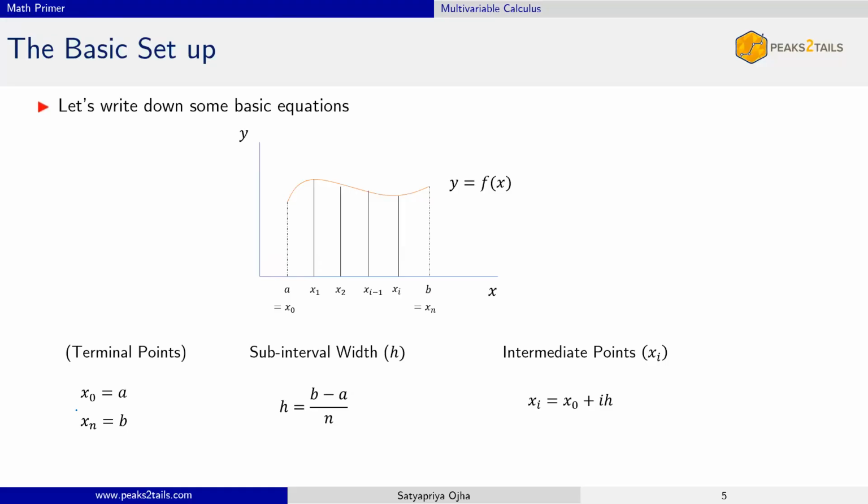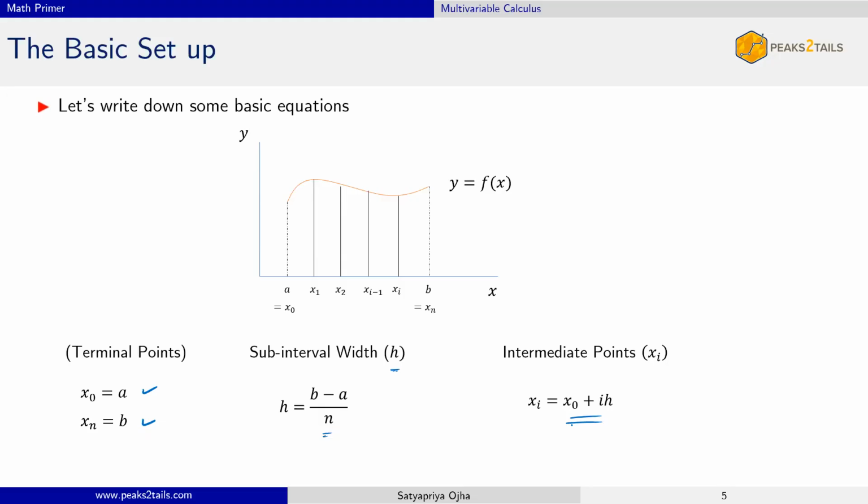These are some of the equations that we developed. X0 equal to A, Xn is equal to B. There are n steps in total, and every sub-interval has a width of B minus A by n. Any point you can express as X0 plus IH.